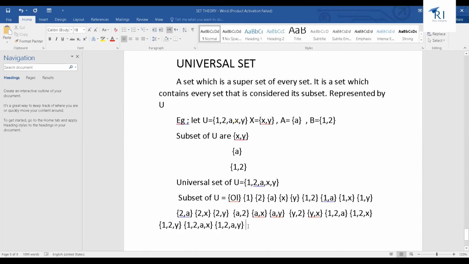Has everyone understood how it works? We don't have to write all of it. Has everyone understood the idea of how it works? Then you can just put dot dot dot next to it. We don't need all of them. So basically, a subset is any set which has elements from the main set.